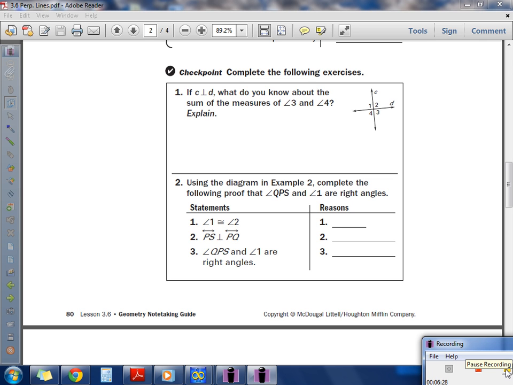Try this checkpoint. Try checkpoint number 1. I think it's pretty simple. It just says, what do you know about the sum of angles 3 and 4? It's pretty simple.